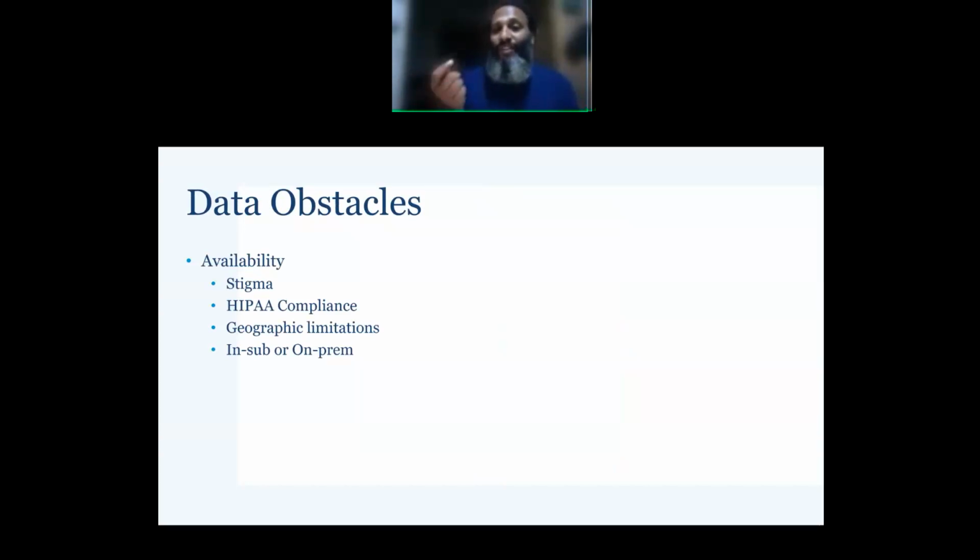So what are the data obstacles? So the first problem is availability. So how do you procure data? Where will you get the data from? Or how can you work with the data? All these are problems. So usually healthcare providers or the hospitals, they will never share the data with you if you go there without reference.